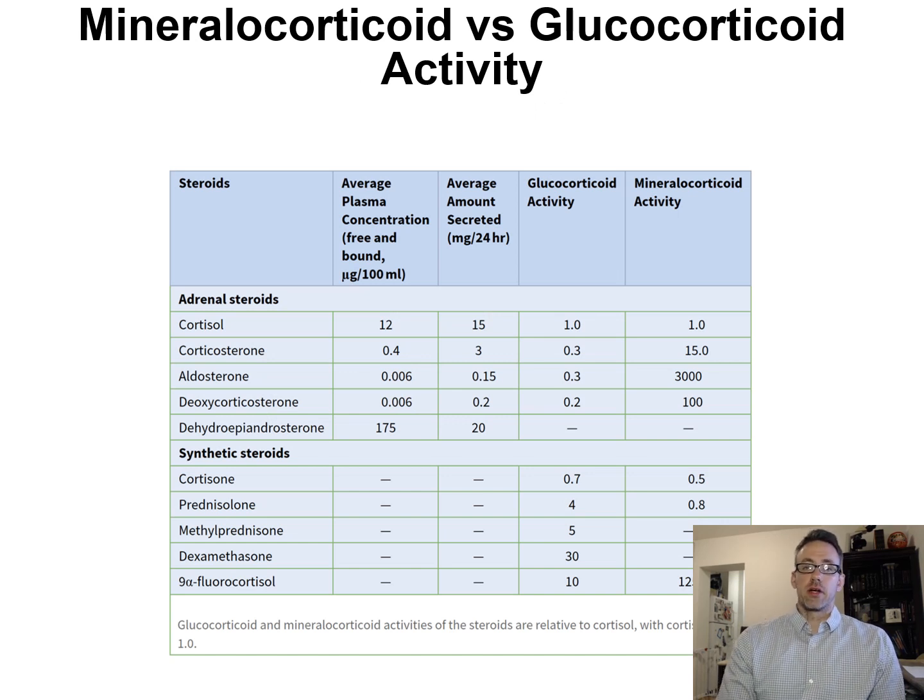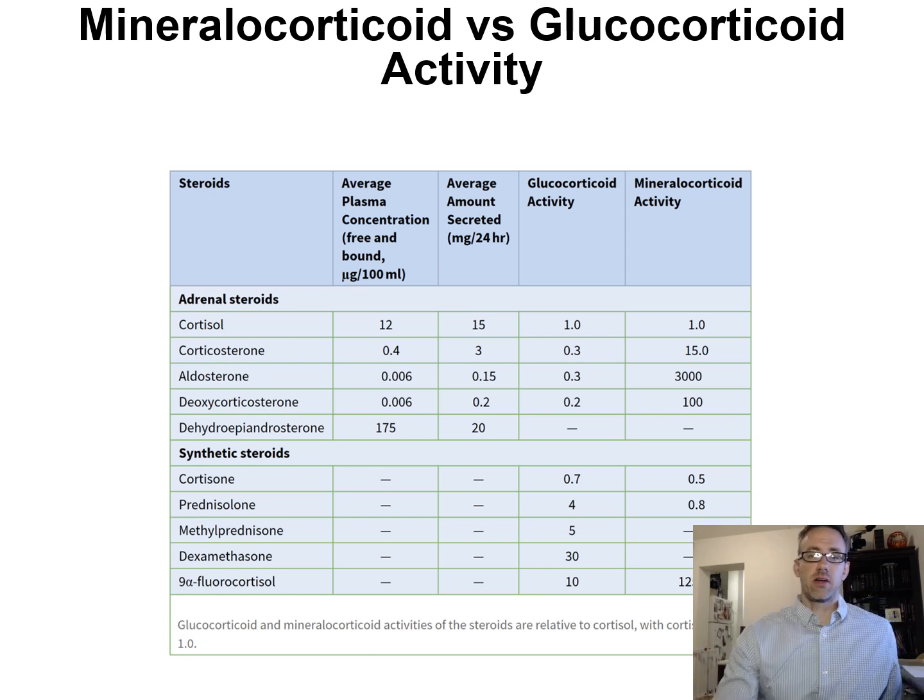Now this chart I put in here is just to compare mineralocorticoid, which is our aldosterone, versus the glucocorticoid, which is our cortisols. And understand that both aldosterone and cortisol actually can share the same activity. So in other words, aldosterone does have cortisol-like, or glucocorticoid-like, activity. And the glucocorticoids have some mineralocorticoid activity, meaning they can act like aldosterone.